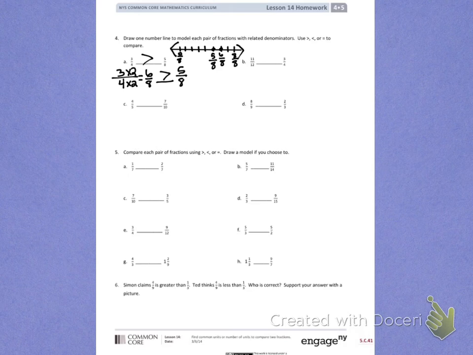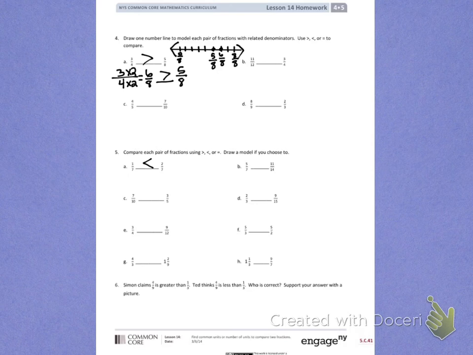Problem number 5. Compare each pair of fractions using greater than, less than, or equal to. Draw a model if you choose to. Letter A already has common denominators, so we're going to go ahead and think 1/7 compared to 2/7. Well, if I have a tape diagram or a number line that's broken into 7ths, then one of those 7ths is going to be less than 2 of those 7ths.